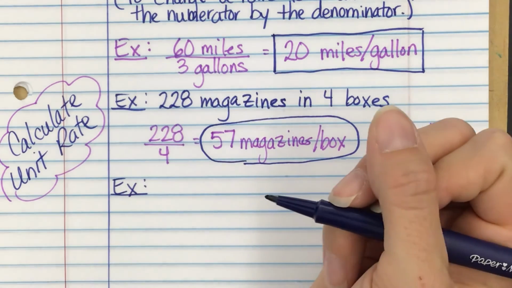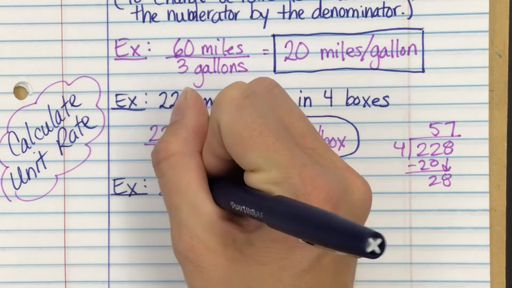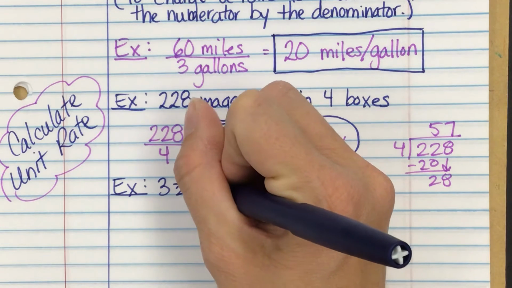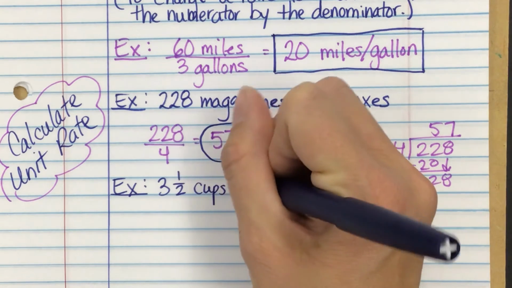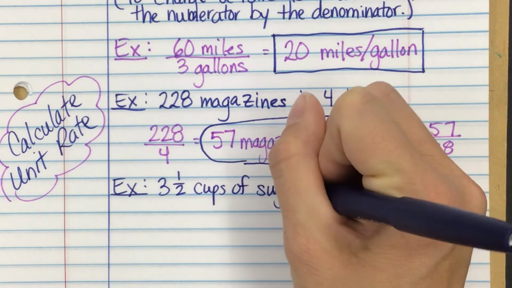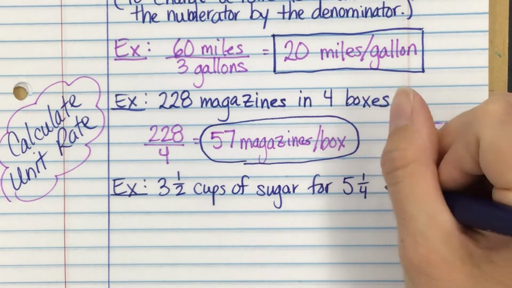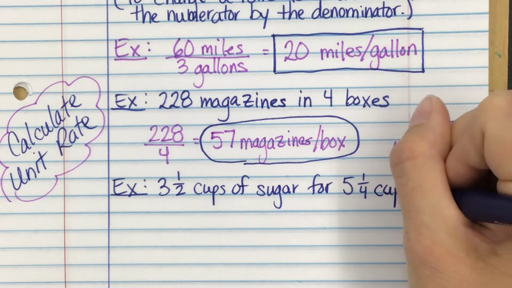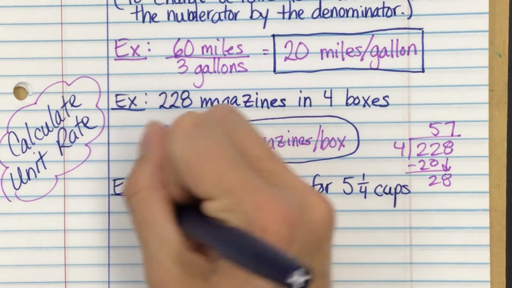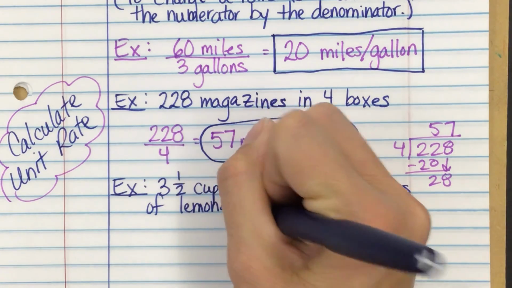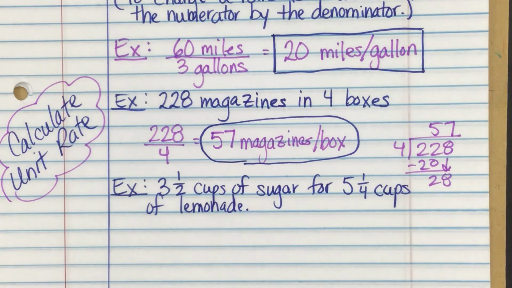Okay, let's do one more example, but this time I'm going to use fractions so that we get used to doing that. So 3½ cups of sugar for 5¼ cups of lemonade. Okay, so what we're going to do is find out how many cups of sugar you need for each cup of lemonade.